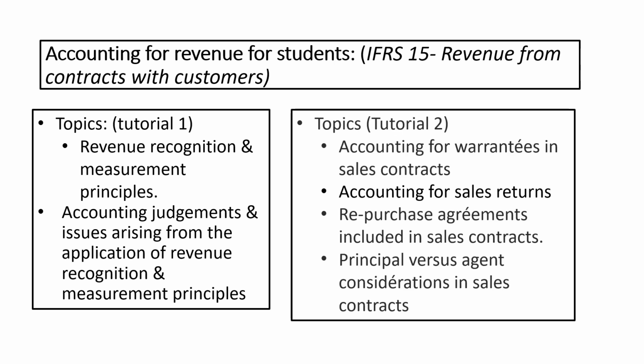The accounting for revenue is a lengthy and complex topic for students. So in tutorial 1, we will discuss the revenue recognition and measurement principles and the accounting issues arising from their application. And in tutorial 2, we will go on to the other areas of revenue accounting, which are accounting for warranties in sales contracts, accounting for sales returns, repurchase agreements included in sales contracts, and finally, principal versus agent considerations in sales contracts.